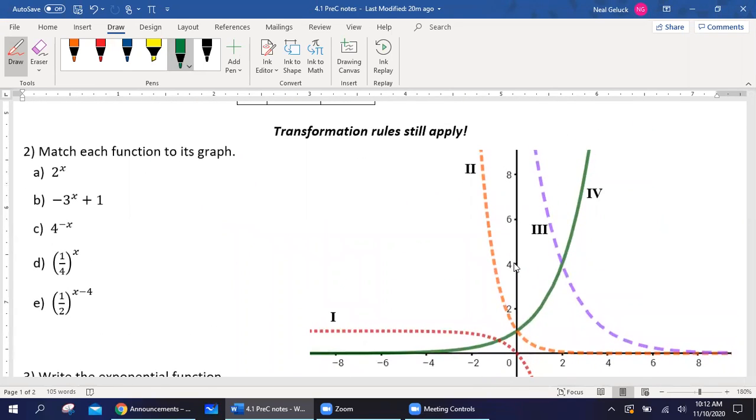Now we're going to look at transforming these functions, putting moves on them. The exact same rules apply that you learned in algebra, probably algebra 1, algebra 2, college algebra, whatever you've taken. The same rules are going to apply. So we're going to do some matching here. The first one is just a generic exponential where the base is bigger than 1. So that's going to be a generic exponential growth. That looks like the green one here, number 4.